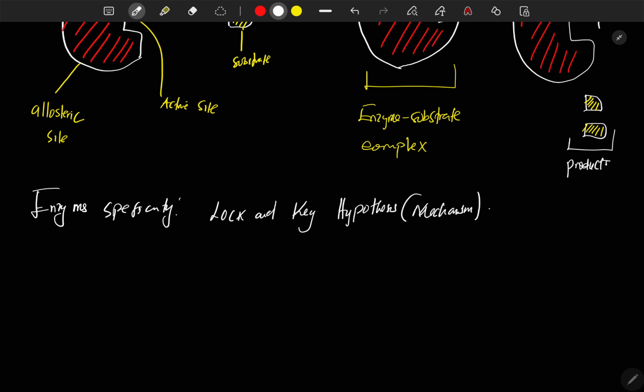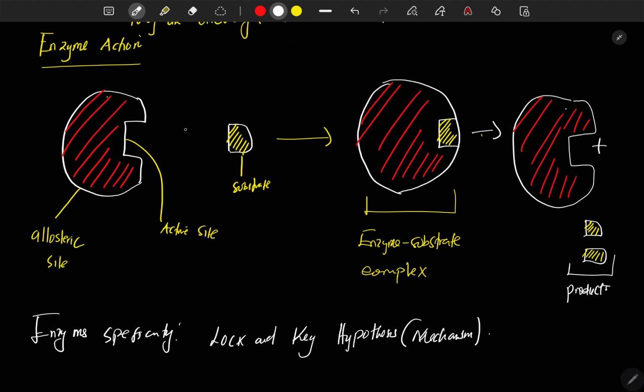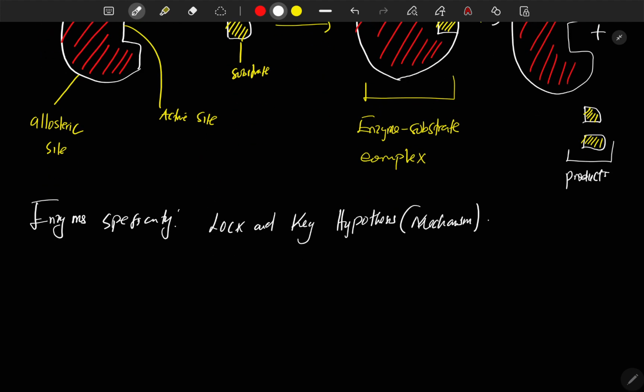So how do you use the lock and key hypothesis to explain enzyme specificity? Well, this hypothesis states that the substrate fits exactly on the active site of the enzyme, just like the way a key fits into a lock. Why? Because the key and the lock are complementary. That's what the lock and key hypothesis is about.